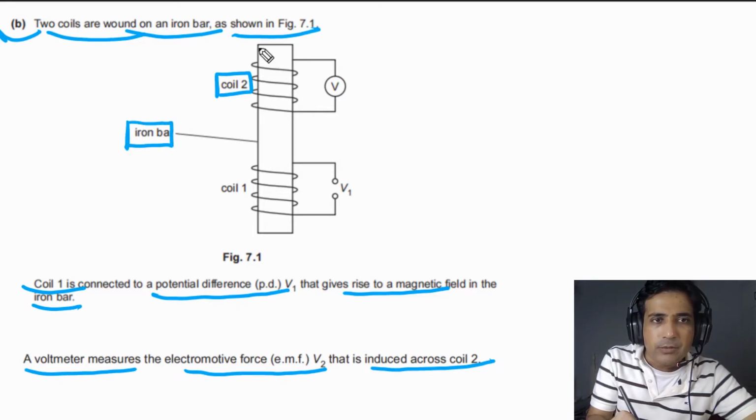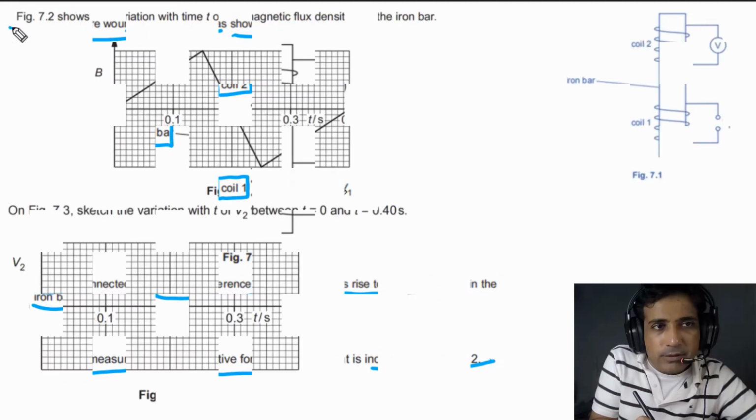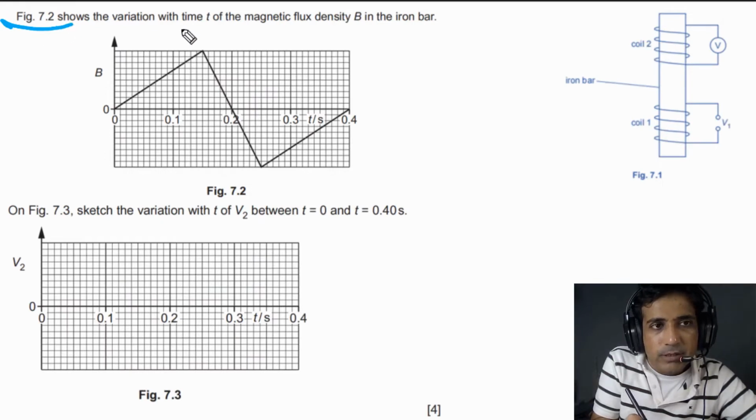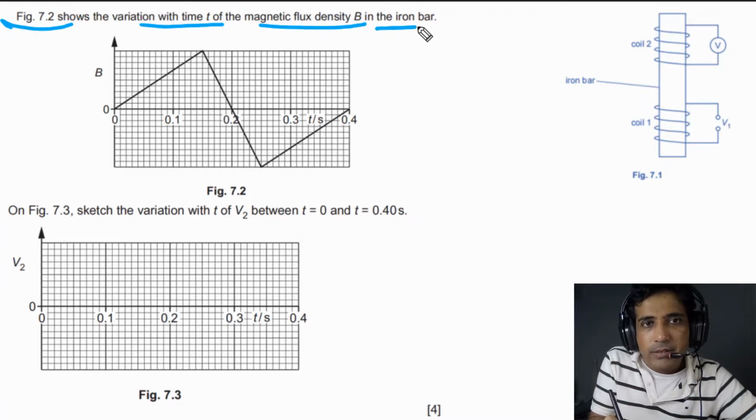As you can see, this one is the iron bar. This rectangular shape is representing iron bar. Here we have coil 1, and this coil 1 is connected to potential difference V1. So this is a source of power supply. For this question, it is also given to us figure 7.2 shows the variation with time t of the magnetic flux density in iron bar.